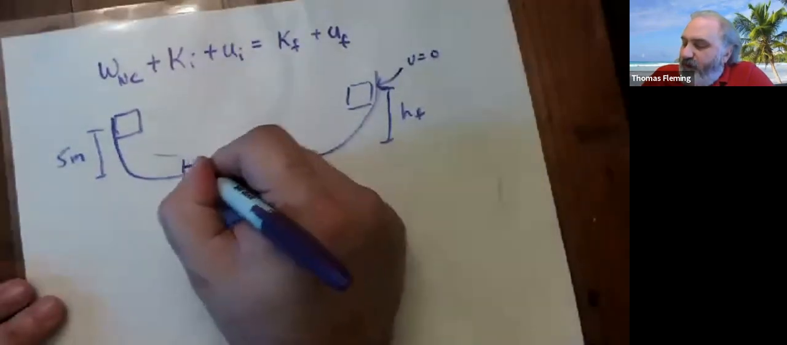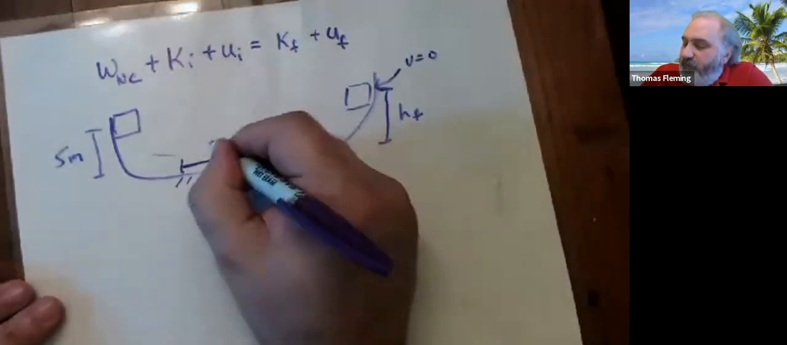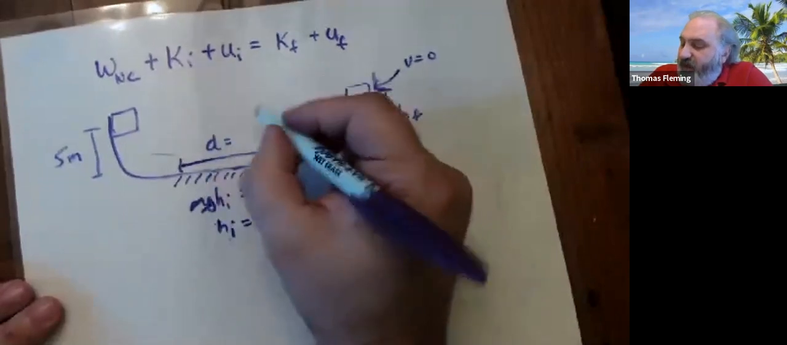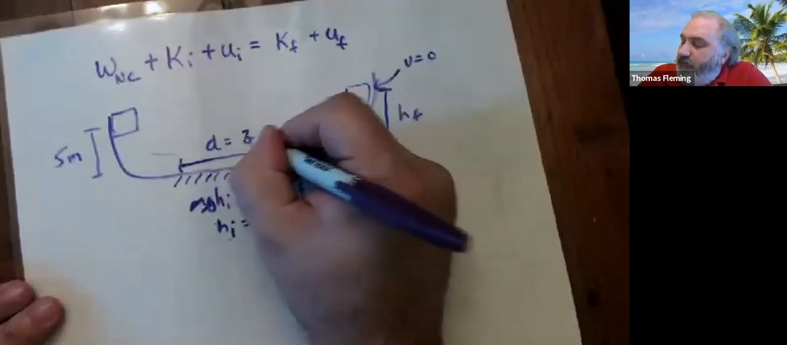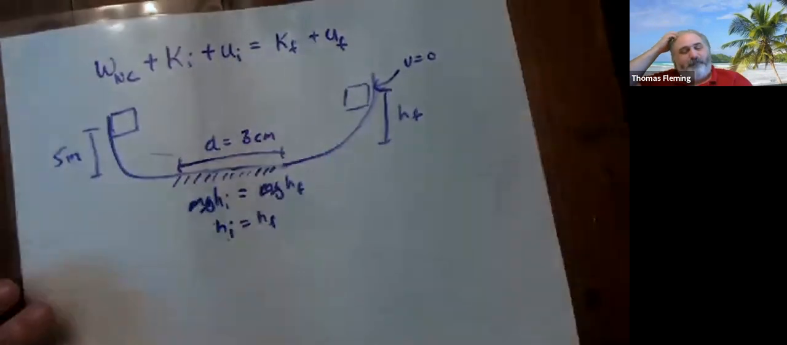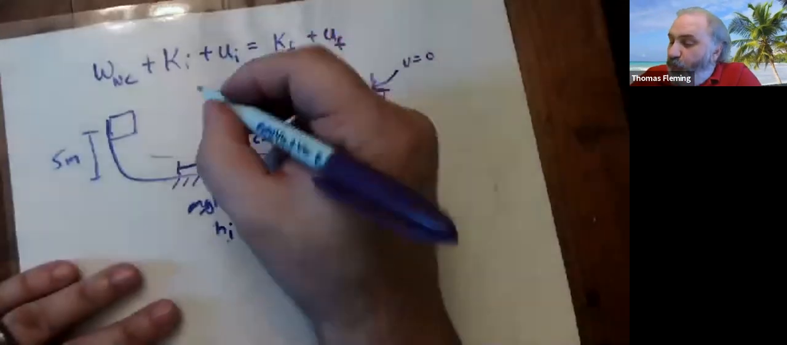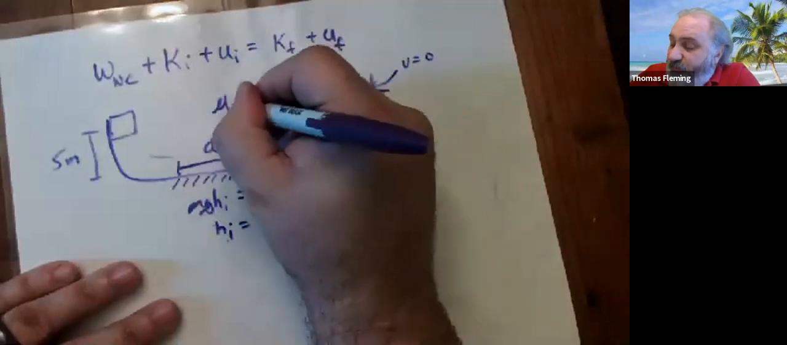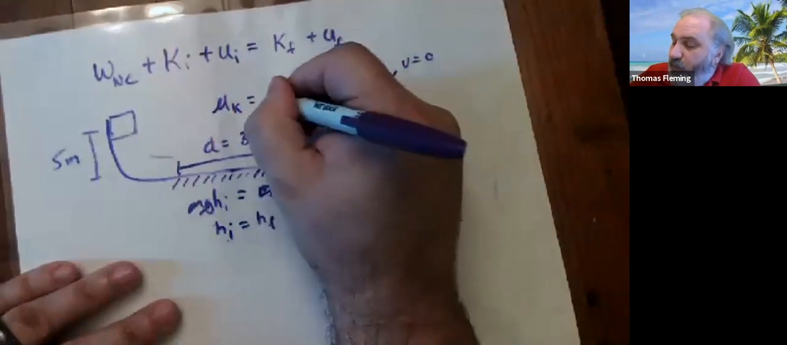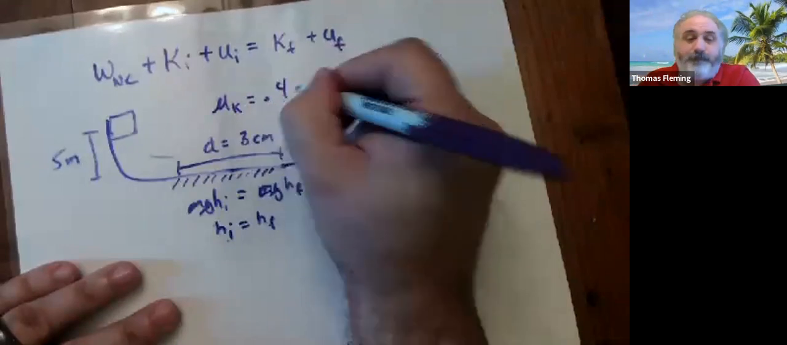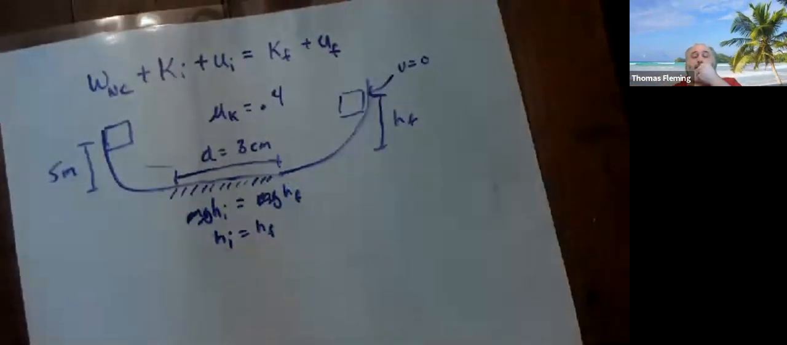Let's imagine this guy right here is a distance of, I don't know, 30 centimeters. So I got a 30 centimeter wide patch where there's friction, and over that patch, the coefficient of kinetic friction is, let's go with 0.4. So far, so good.